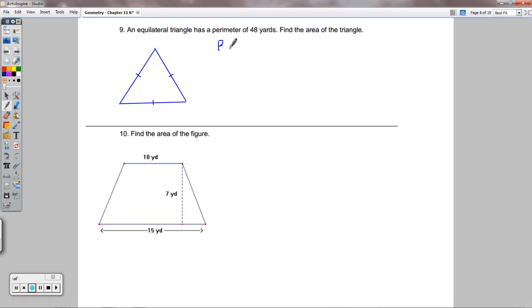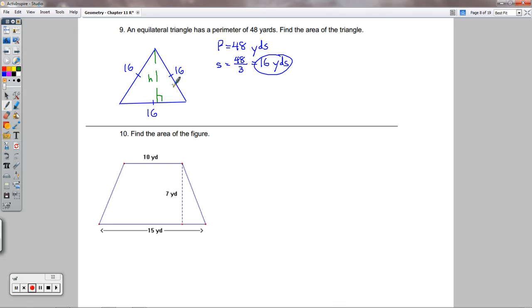So 48 yards here. That means the side length would be 48 divided by how many sides there are? 3. So you're going to have 16 yards for the side length here. So you'd have 16 here, 16 here, 16 here. We're trying to find the area of that triangle. So really we need to know what the base and the height are. We've got the base of 16, but then the height would be this perpendicular part here. So I don't know what that is yet. I could call it h.